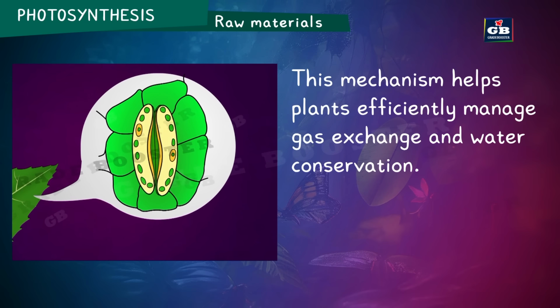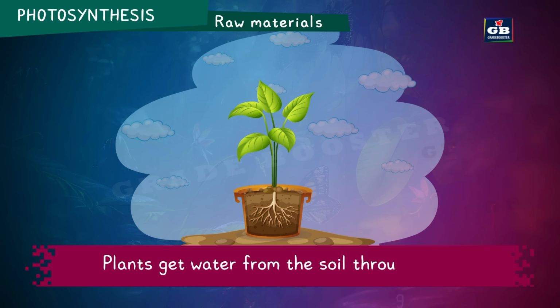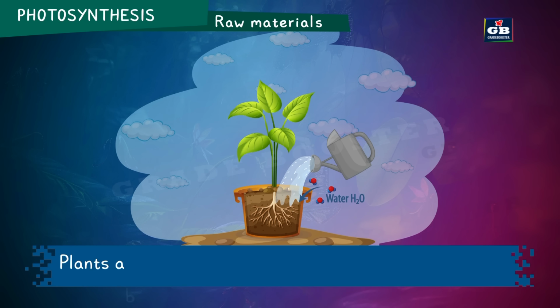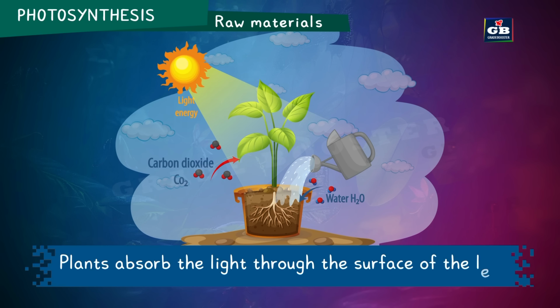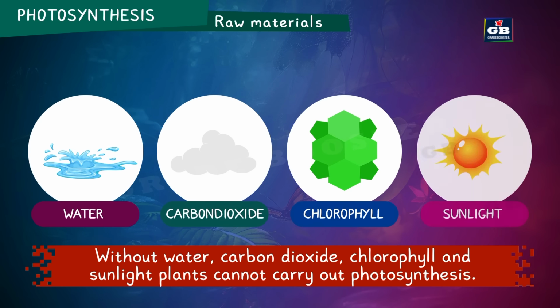Let us see how they get the other materials. Plants get water from the soil through roots. Plants get the light through the surface of the leaf. Water, carbon dioxide, chlorophyll, and sunlight: if any one of the components is missing, plants cannot carry out photosynthesis. Let us verify it with some activities.